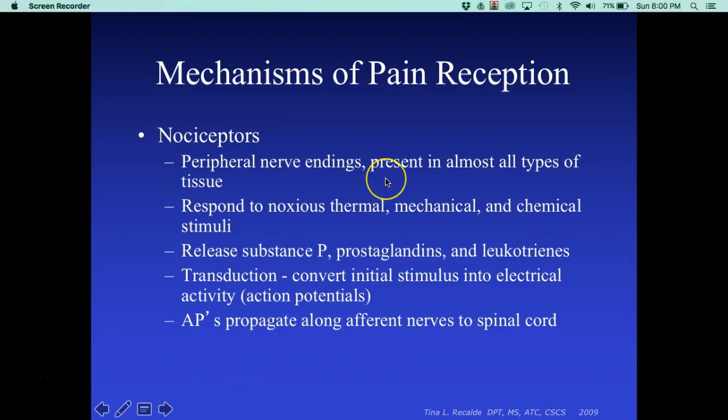Hi, I'm back. Okay, part two of pain theories. Now we're going to talk about the mechanisms of pain reception. How do we feel pain? What allows us to feel that pain?